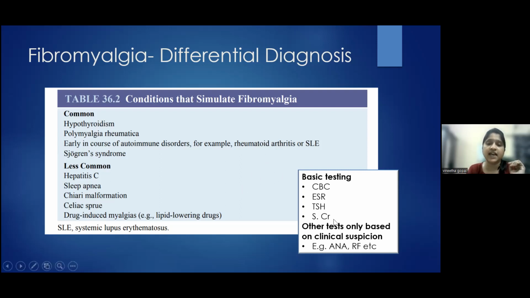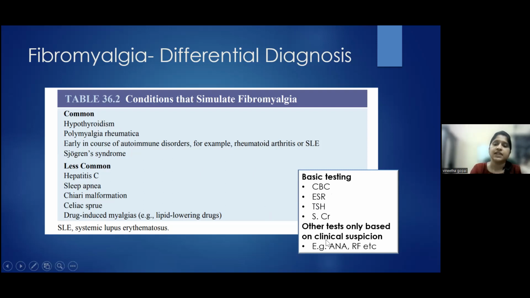Basically, I do serum creatinine because these patients are on NSAIDs for a long time. So it is important that you check the serum creatinine in the first visit. These two textbooks say it is a must. ESR is to differentiate from polymyalgia rheumatica and other rheumatological conditions, and TSH because hypothyroidism is common in both myofascial pain and fibromyalgia.